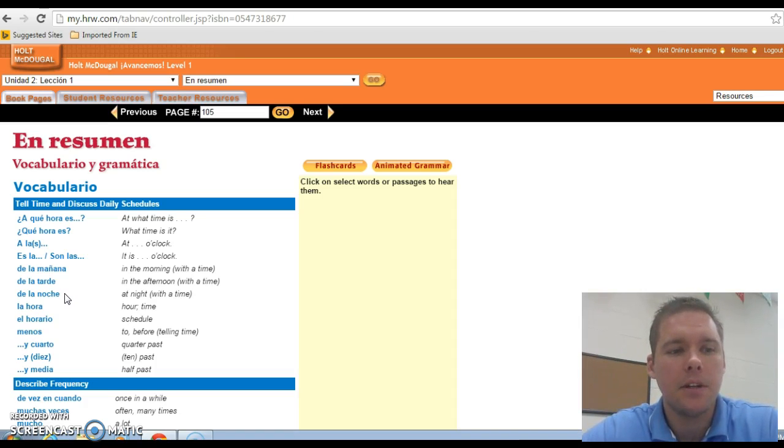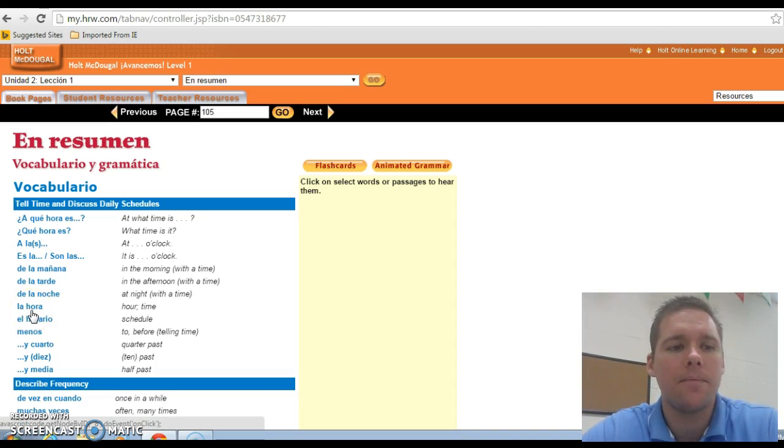The next one down, de la noche. De la noche means at night. So it's PM times, but generally dark outside. Next one down, we've seen this word a couple times, the word meaning hour or sometimes time. La hora. So that's a feminine word. Notice the la in front. Remember the H is silent.